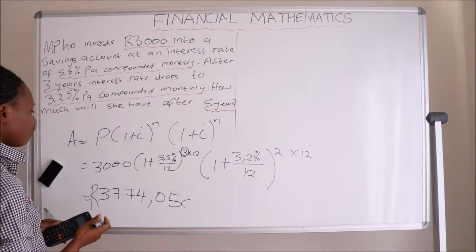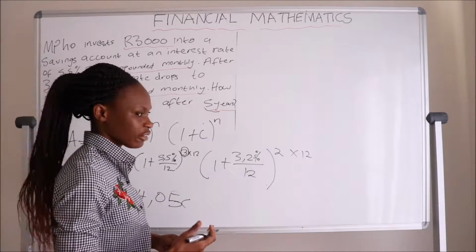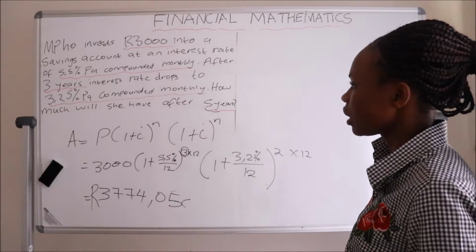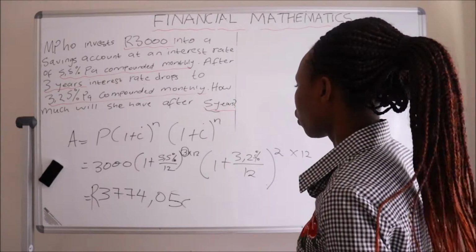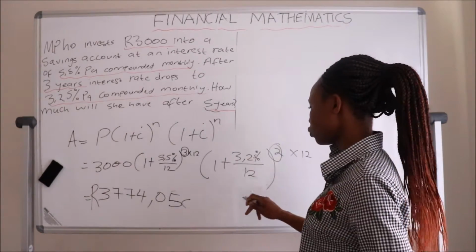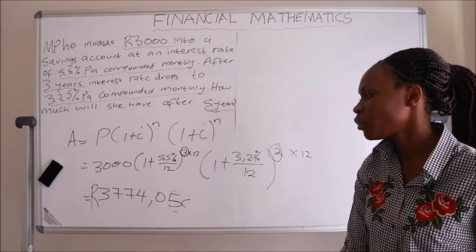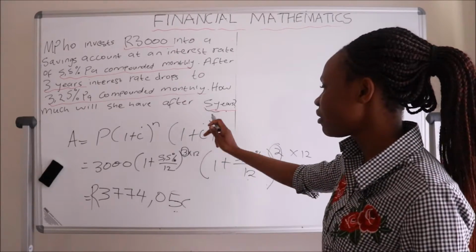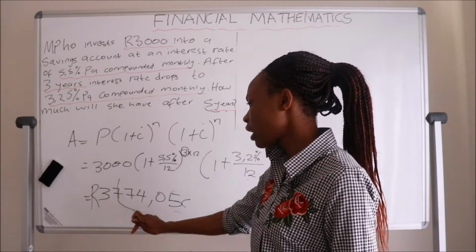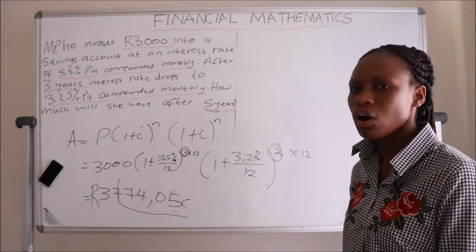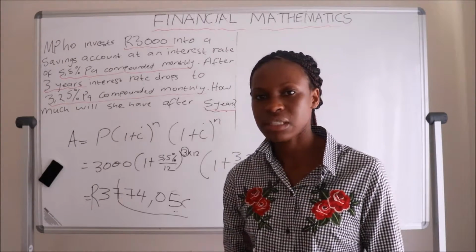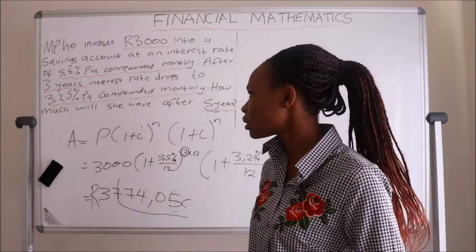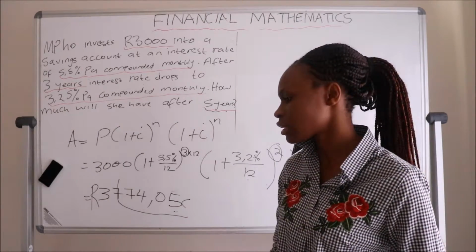So after a period of 5 years, if the interest rate for the first 3 years was 5.5%, and the interest rate after 3 years drops to 3.25%, which will only be for 2 years, then the investment will be worth 3,774.05. That means that in a period of 5 years, this person would only have gained about 700. We can't really say it's a good investment, but it's actually not much, because in a 5 year period, 700 is not a lot of money.